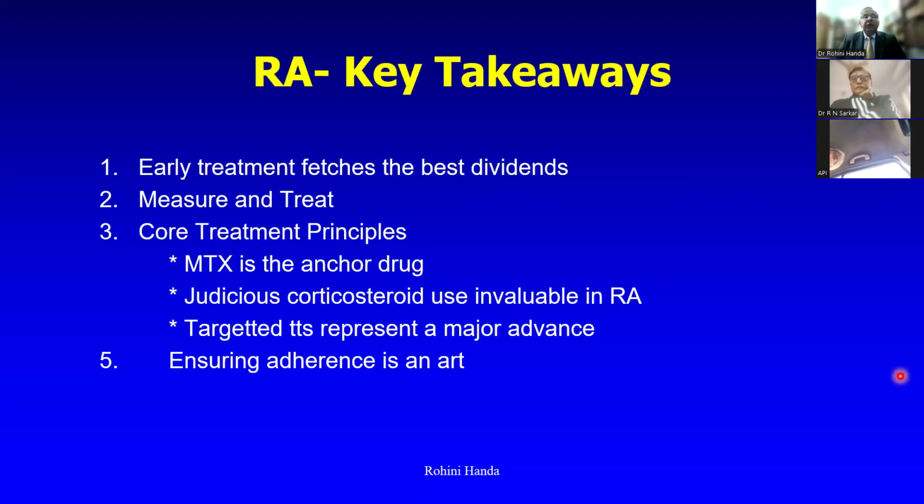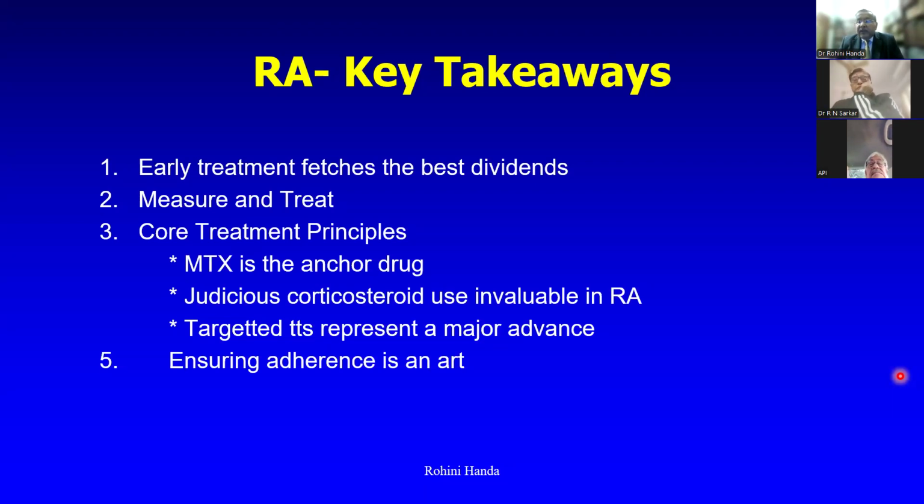Friends, I would like to end the formal presentation here by mentioning that rheumatoid arthritis is a clinical diagnosis. Don't get swayed by rheumatoid factor in isolation. Early treatment fetches the best evidence, and you now measure and treat. The core treatment principles revolve around early use of methotrexate, graduating to parenteral methotrexate when you have suboptimal response with oral methotrexate.